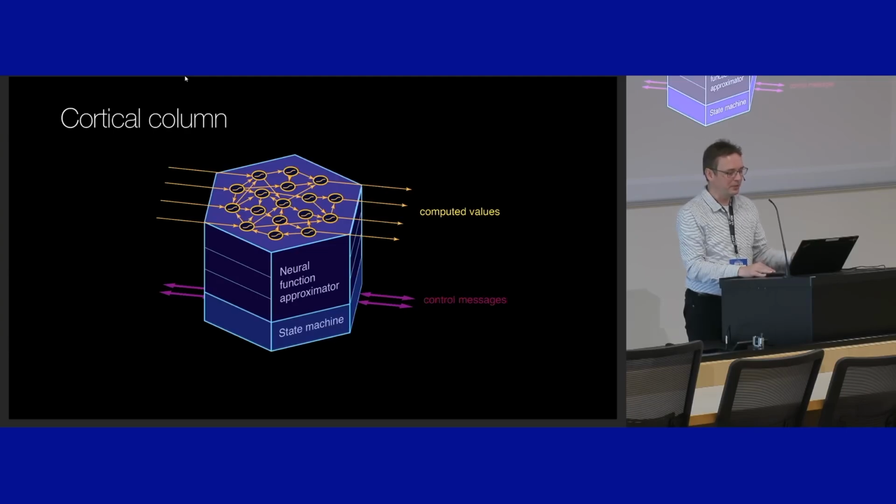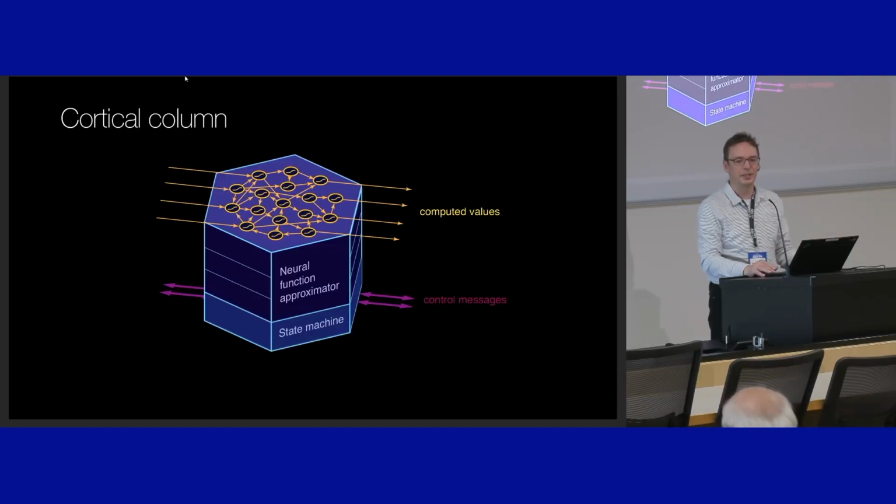One particular way in which I'm currently thinking about a possible implementation is derived from an idea of how cortical columns are working. So the idea is that the cortical columns are arrangements of neurons that get trained to approximate particular functions, and they are on top of a state machine that sends control messages that can turn these columns into different states depending on their role in the architecture at any given moment.